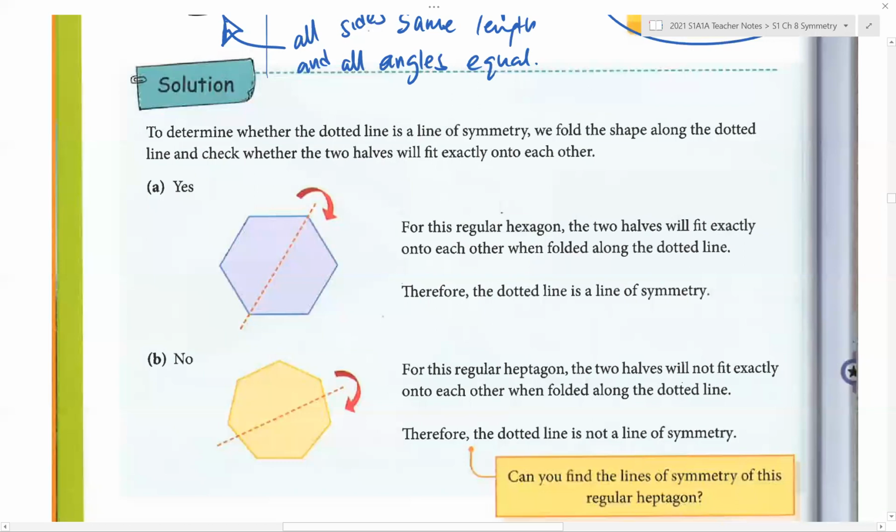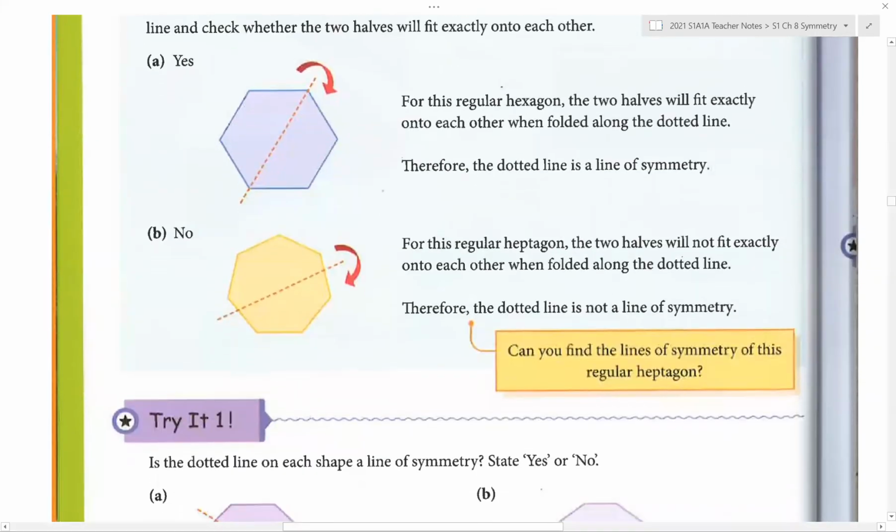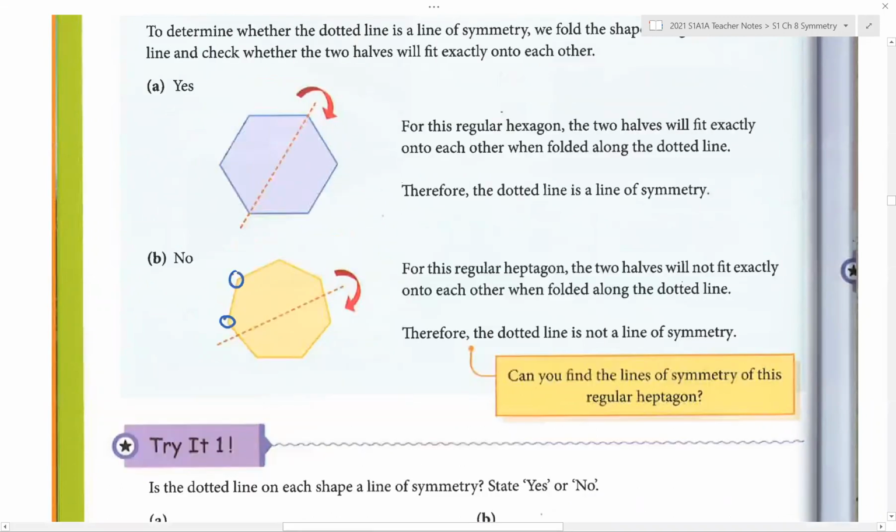So what about this heptagon? If you try and fold, you will not get the same shape on both sides. How do we confirm that? If you look on this side, 1, 2, 3, 4. 1, 2, 3. They don't match. 4 points on one side, 3 points on the other side. Cannot. So this particular one is not a line of symmetry.